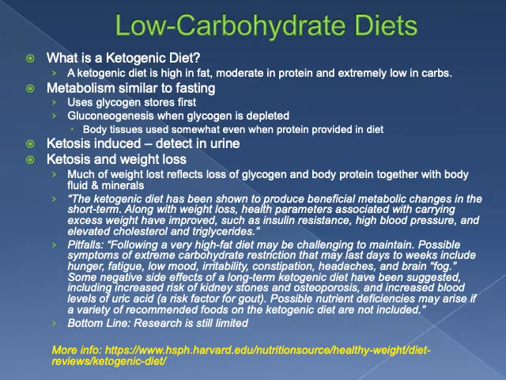Metabolism is going to be similar to fasting. And so you're going to use your glycogen stores first, and then you're going to start to make glucose from protein, which is gluconeogenesis. And body tissues are going to be used somewhat even when protein is provided in the diet. So ketosis is going to be induced by following this really low carbohydrate diet.